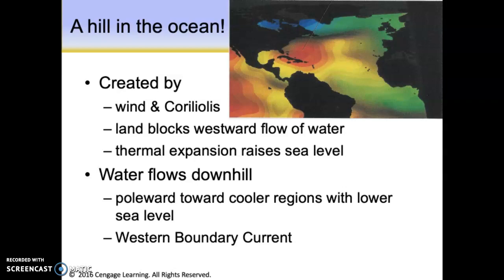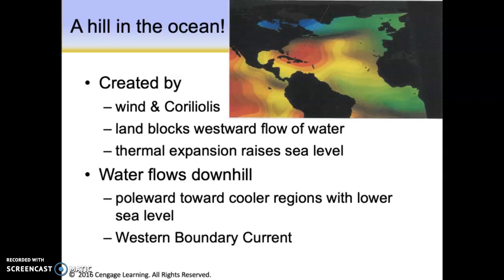Now, this particular slide, which is a figure from your book, shows you the hill that forms in the North Atlantic. So this forms off of the east coast of the United States. You can see it's a little north of Cuba. There is a hill of water produced by the wind and the Coriolis effect that's pushing the water in that direction. The land is blocking the flow, and the thermal expansion on top of that causes sea level to rise. So that is a hill of warm water, and you'll notice it's located off the coast of Florida and Cuba.